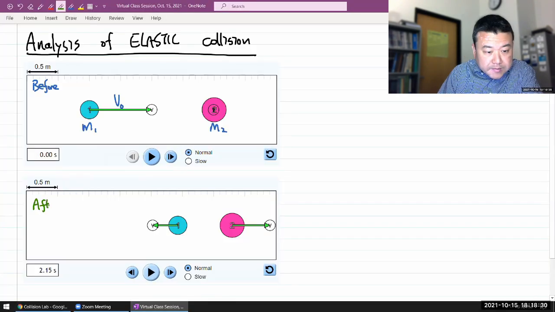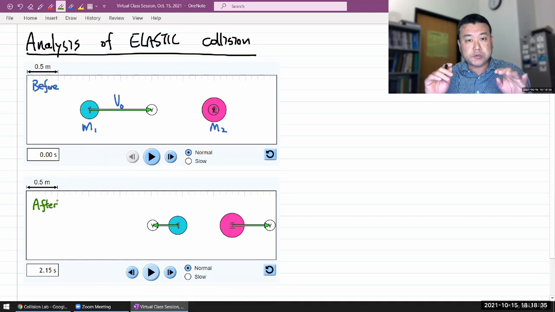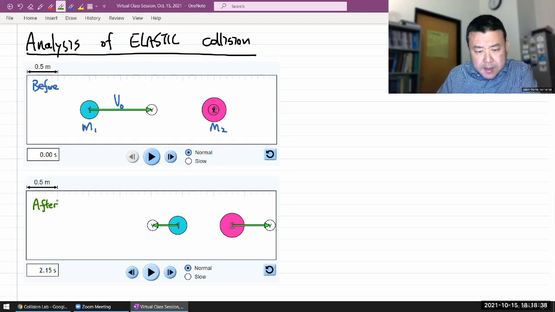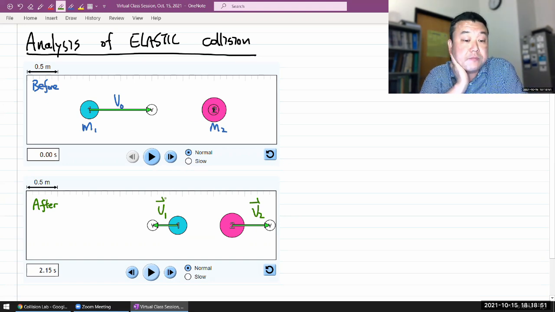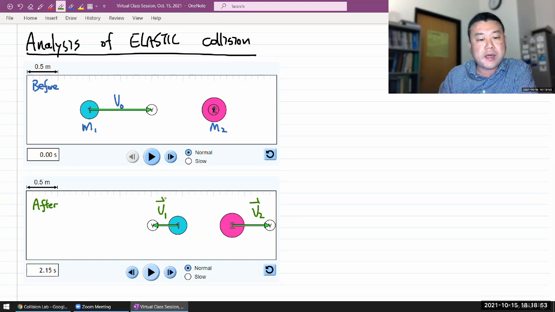We still have the same masses, so let me not label them again. But the two balls have velocities. Let me label them V2 vector, and let me label this V1 vector. I'm going to deviate from the way I like to write my equations normally. Normally, I like to write my equations so that the quantities I write down are expected to be positive. Let me break from that tradition for this analysis and let my quantity, especially V1, be a vector.